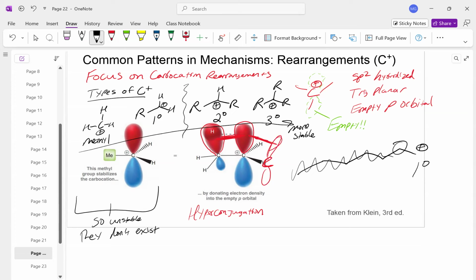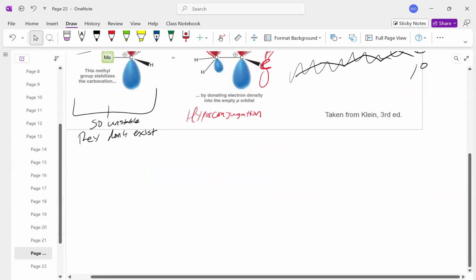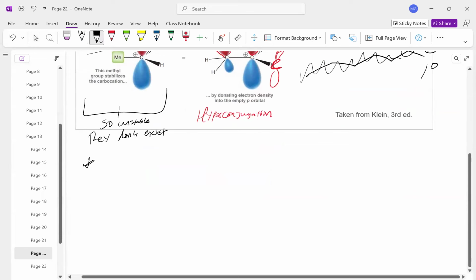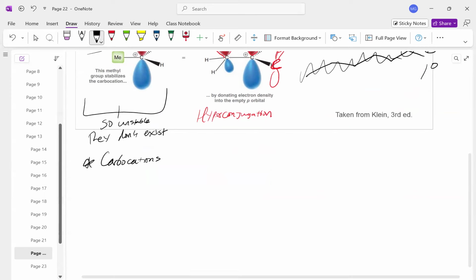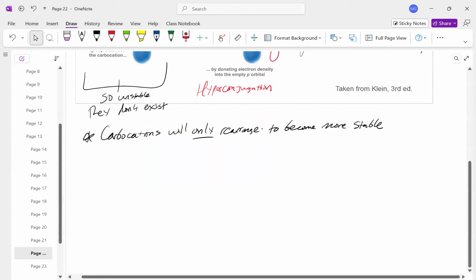Now that I've laid the foundation for what a carbocation is, let's talk about how and why they rearrange. Carbocations will only rearrange to become more stable. Here's an example of this.